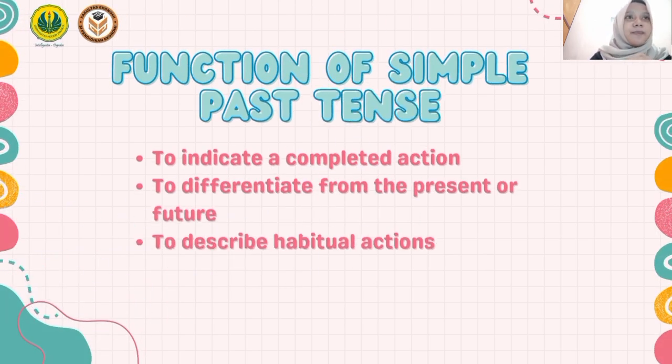Why do we learn simple past tense? The function of simple past tense is to indicate a complete action, to differentiate from the present or future, and lastly, to describe a habitual action.